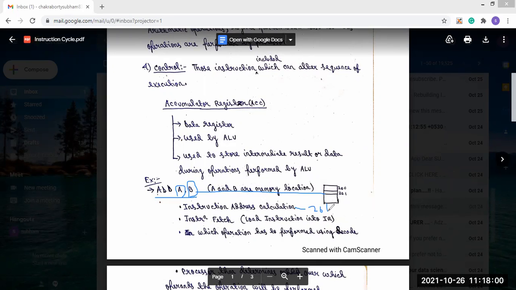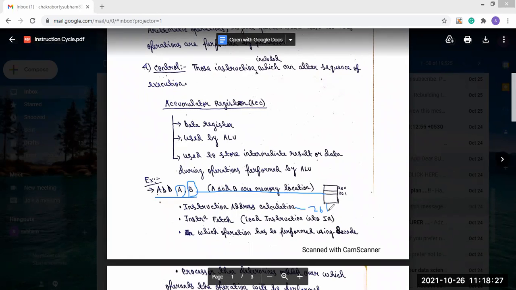Now, after address calculation, the instruction will be fetched. If you remember, in the previous class when I showed the instruction format, from memory we fetch the instruction into the register. And we have a special type of register.